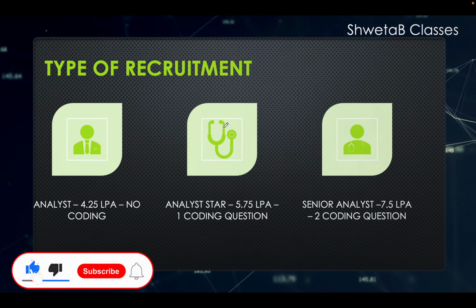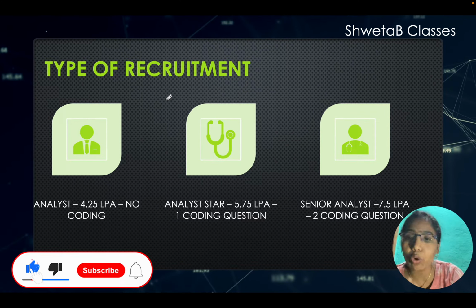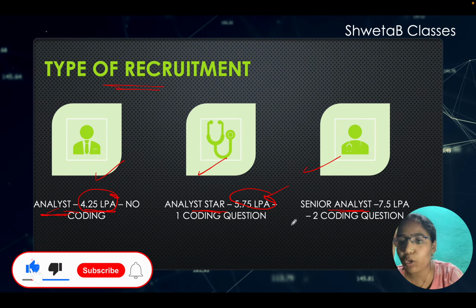Well, the next thing that we will discuss is what type of recruitment will be done. Before I enter into which type of questions will be asked and what the syllabus is, let me first discuss the recruitment type. In total there are 3 posts offered to you: the analyst, the analyst star, and the senior analyst. For analyst, the package offered is 4.25 lakh per annum. For analyst star, it is 5.75 lakh per annum, and for senior analyst, a 7.5 lakh per annum package will be offered.